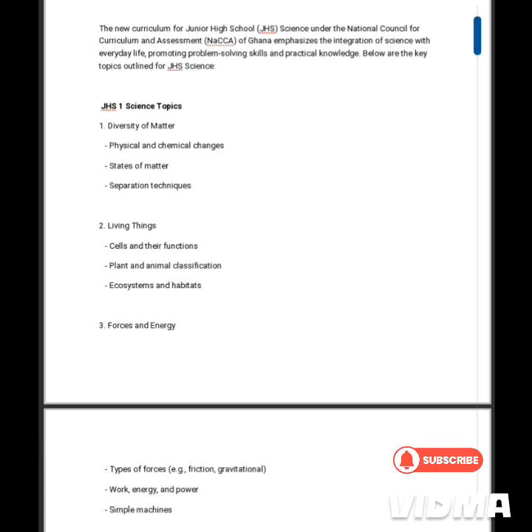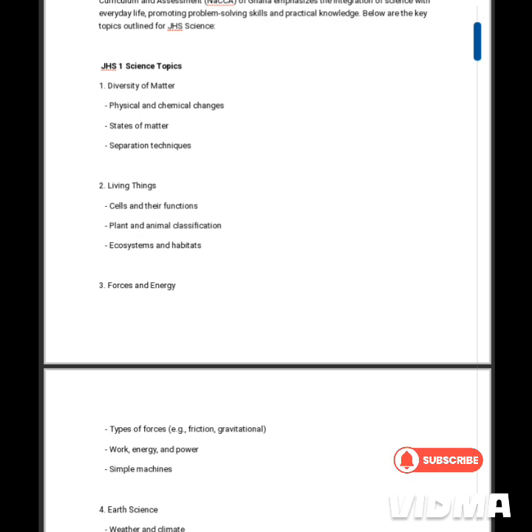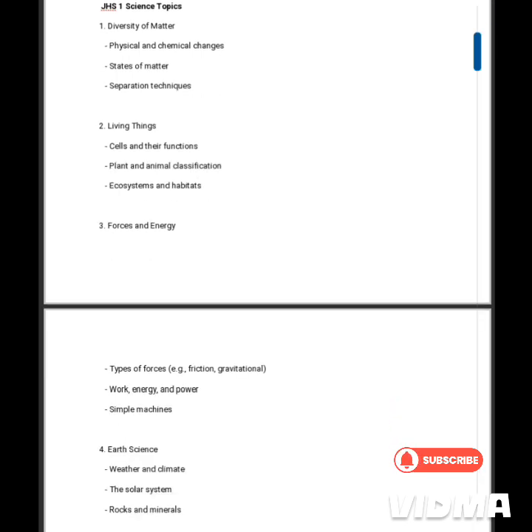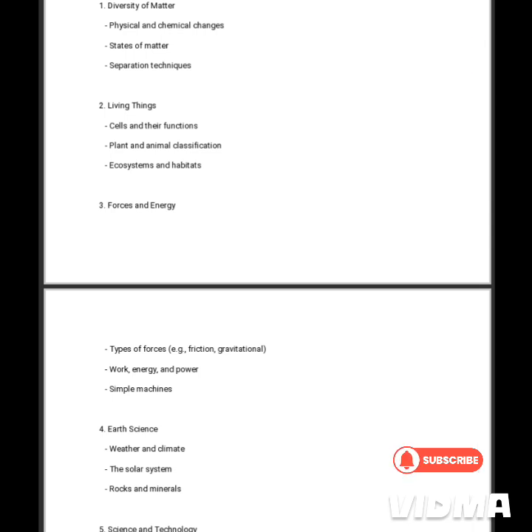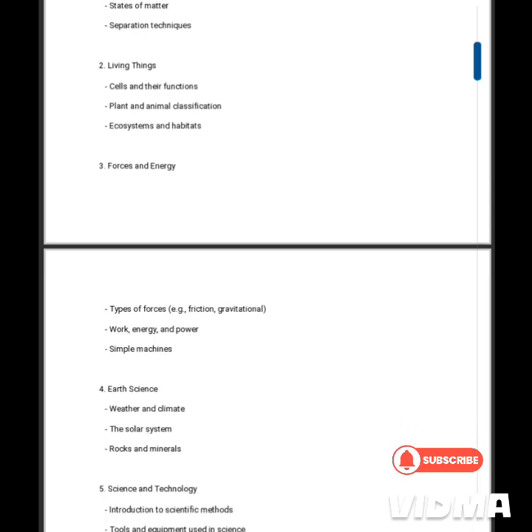4. Earth science: weather and climate, the solar system, rocks and minerals. 5. Science and technology: introduction to scientific methods, tools and equipment used in science, impact of science and technology on society.